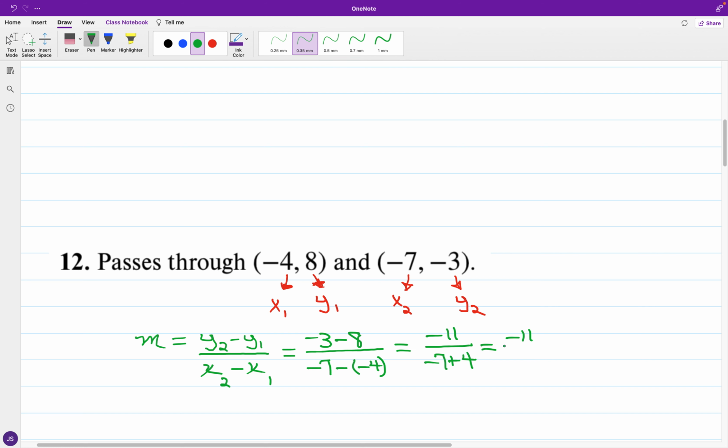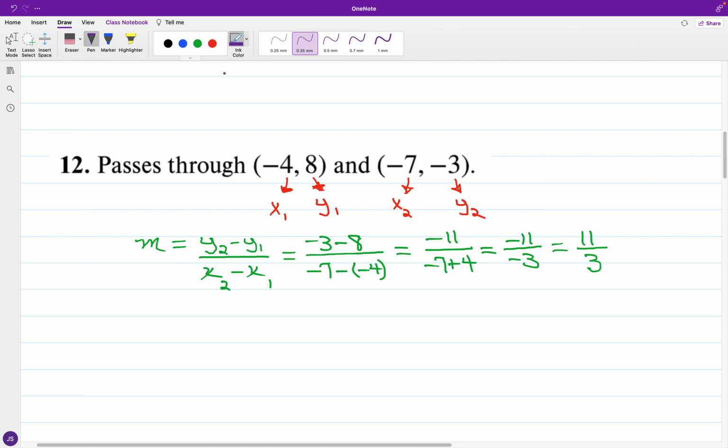So right now, I'm going to have a ratio of negative values. Okay, so I have -11 over -3. Negatives will cancel. So the slope is going to be a non-integer value, in the amount of 11/3. Now, for creating the point slope setup, I can choose either ordered pair. Again, it doesn't really matter which you choose.